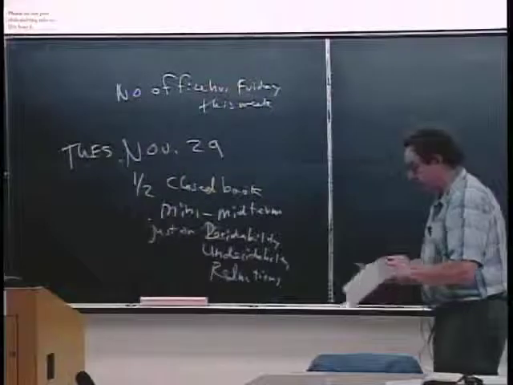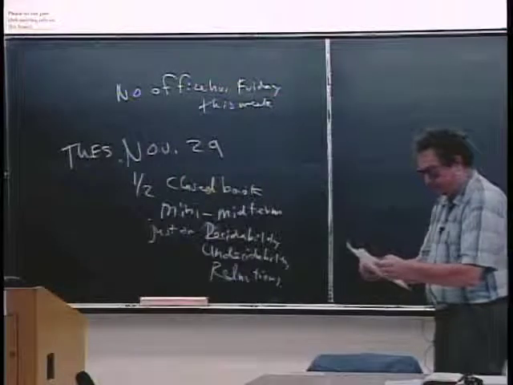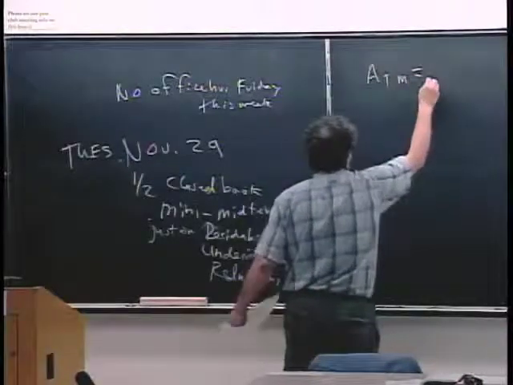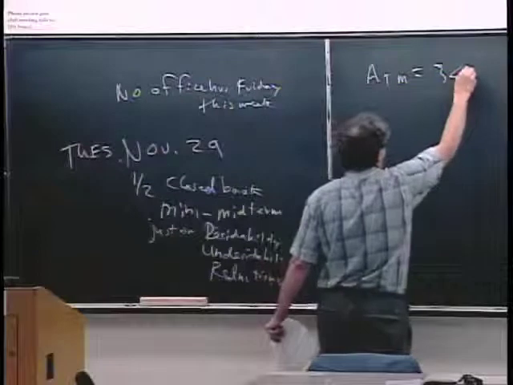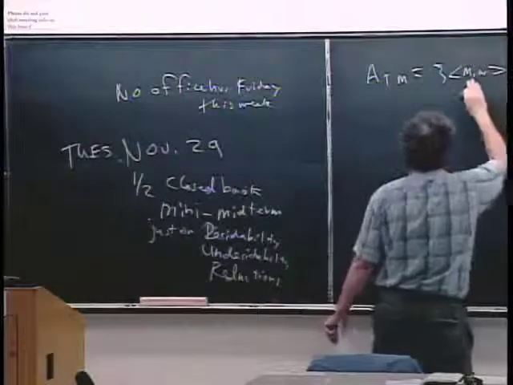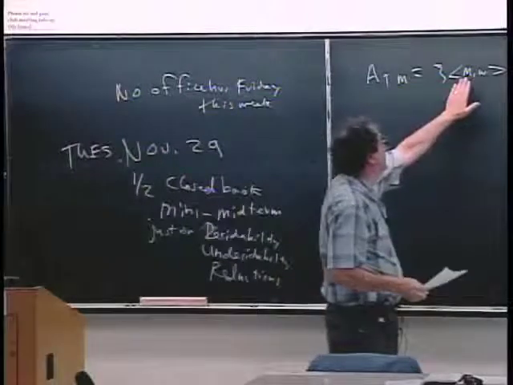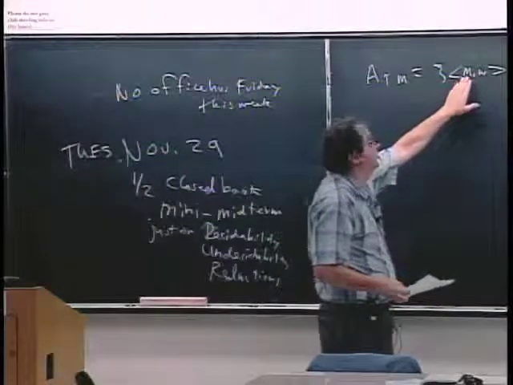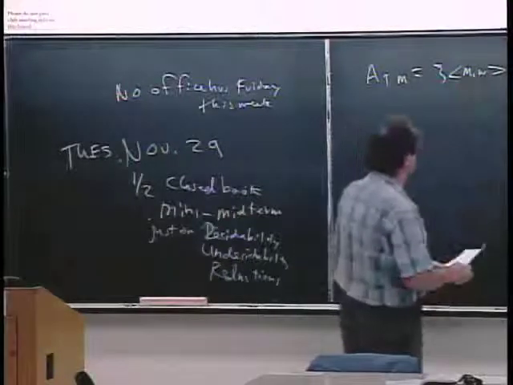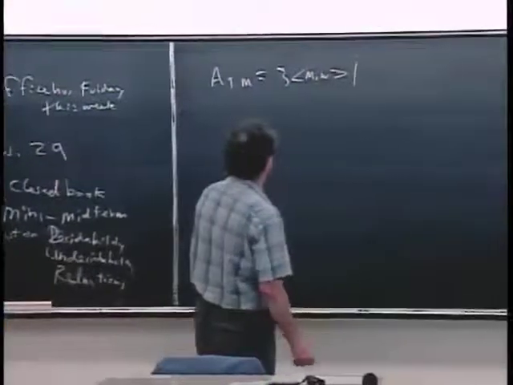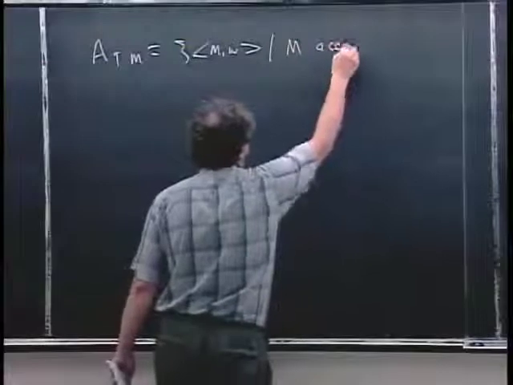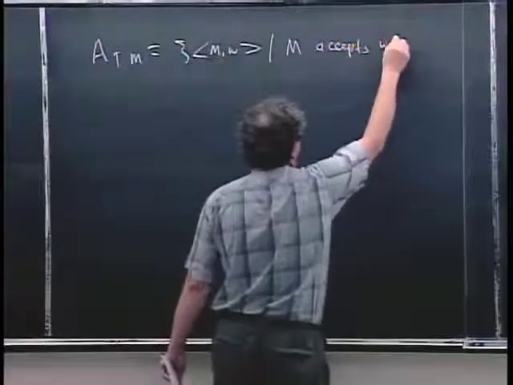So, more reductions, more undecidable languages. Remember, our classic undecidable language is ATM, the set of pairs where the first component is the description of a Turing machine M, and the second is a string W that gets fed into M, and M accepts W. Okay?